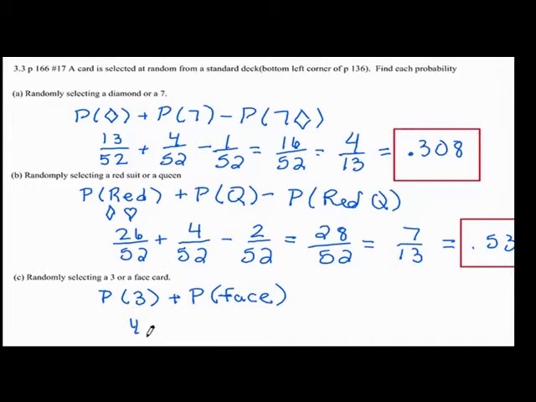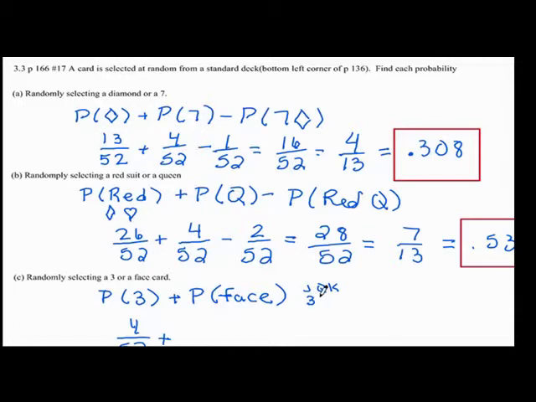Well, there's 4 3s. There's a 3 of hearts, clubs, diamonds, and spades out of 52 cards. Now a face card is Jack, Queen, King in each suit of the deck. So you're going to have the Jack, Queen, King of diamonds, spades, clubs, and hearts.